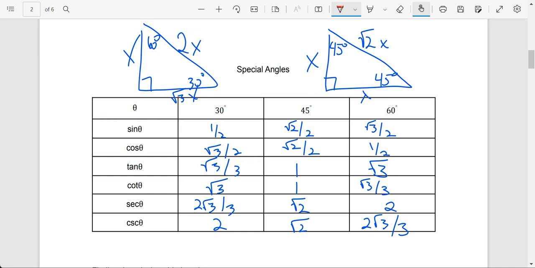For circumstances where it's a 30, 60, 90 or 45, 45, 90 triangle, we can find the six basic trig functions for 30 degree, 45, and 60 degree angles quickly and easily, okay? You should know these like that. Boom, quickly. And all of these values I found right here are based off of these two triangles and their ratios up here. So keep that in mind when you're solving.